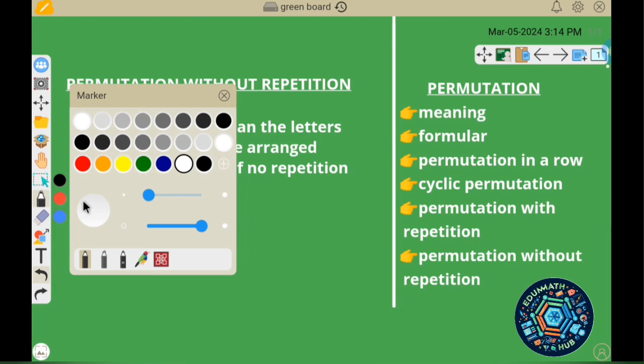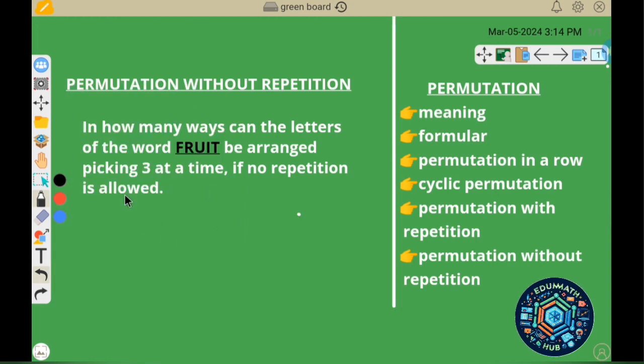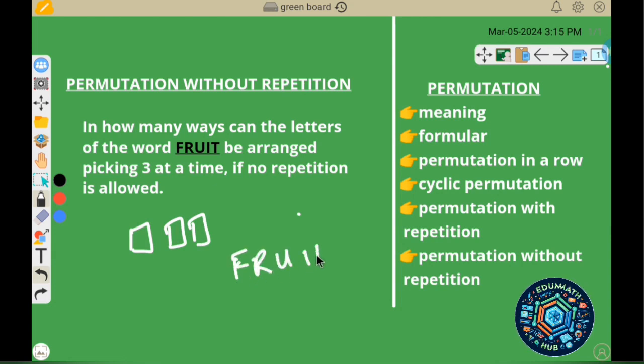So the way to solve this question is very simple. You are picking 3 at a time, so you just draw 3 boxes like this. And you have the letters fruits. So there are 5 in number, n is equal to 5. If you count it 1, 2, 3, 4, 5. Okay, so n is 5.